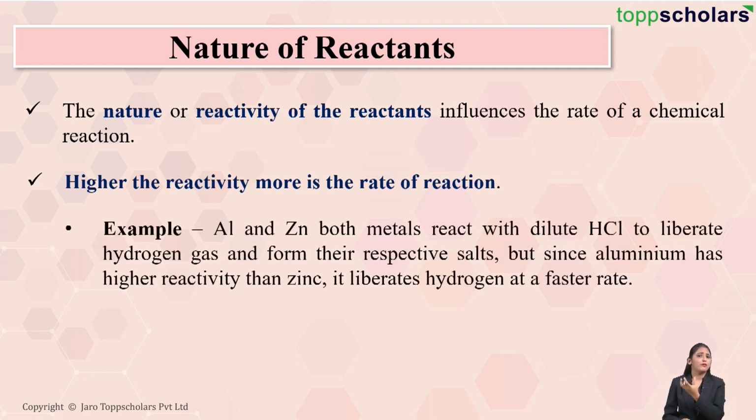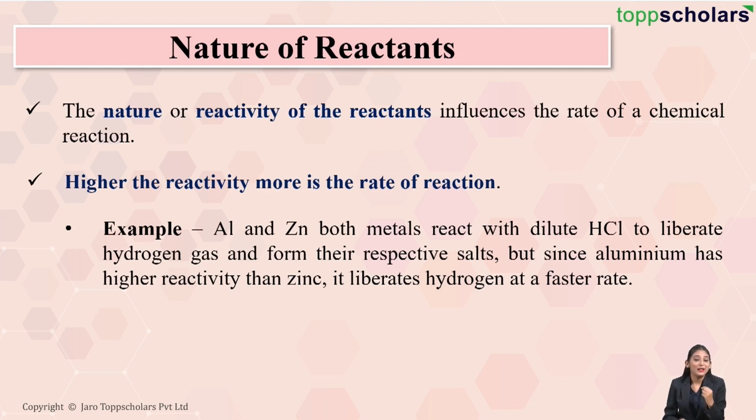Now friends, I have two metals, aluminium and zinc. What I'm going to do is react them with dilute hydrochloric acid. When these metals react with dilute hydrochloric acid, it results in the formation of salt along with the liberation of hydrogen gas. But if you observe the rate at which hydrogen gas is liberated, you will notice that when aluminium reacts with dilute hydrochloric acid, the rate at which hydrogen gas is liberated is faster as compared to the reaction of zinc with dilute hydrochloric acid.